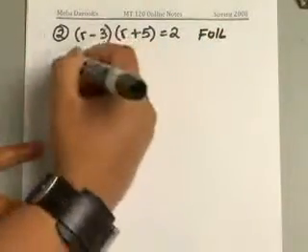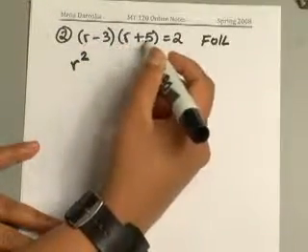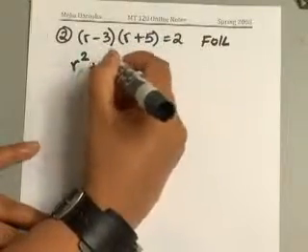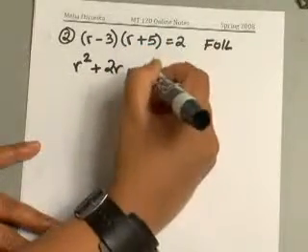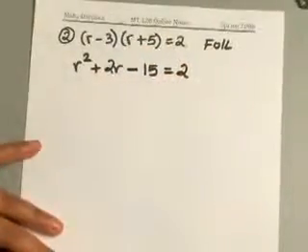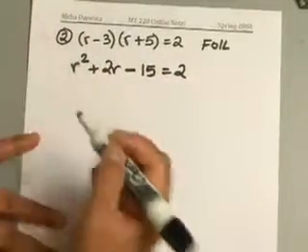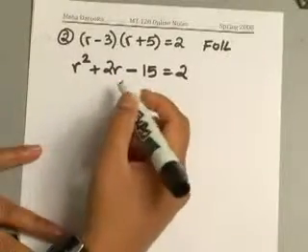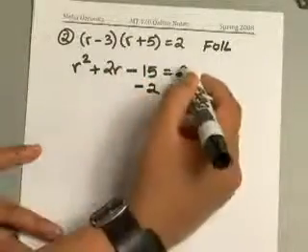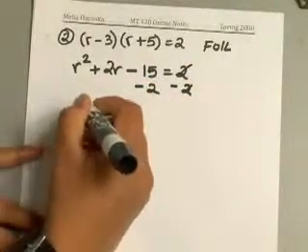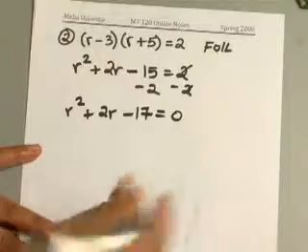Okay, so r times r will give you r squared. Your middle term will be 5r minus 3r, which will give you 2r, and negative 3 times positive 5 will give you a negative 15, equals 2 on the other side. So we basically just FOILed our left hand side here, and now we will go ahead and bring our 2 over to this side. So we subtract 2 on both sides, and you will end up with r squared plus 2r minus 17 equals 0.